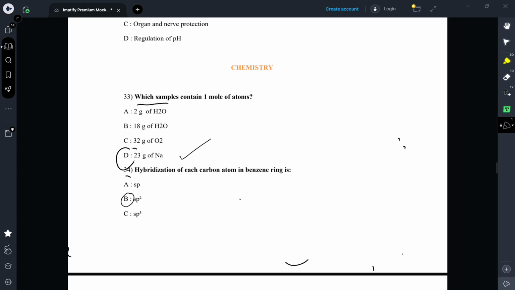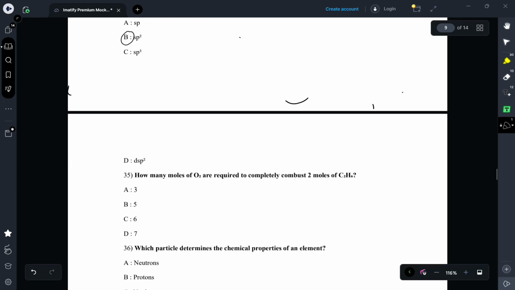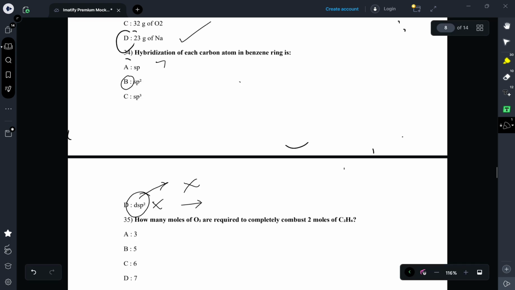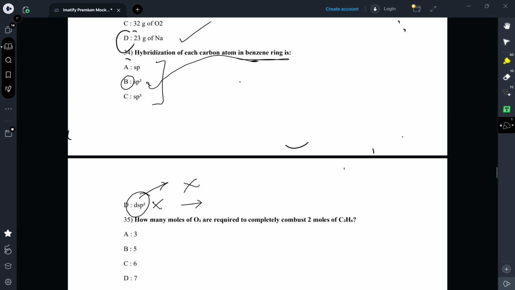Okay, moving forward. This one is also wrong, because carbon does not have any hybridization like this. It does not involve the d orbital. So carbon can only have these three hybridizations, and in the benzene ring, the correct answer is sp2.